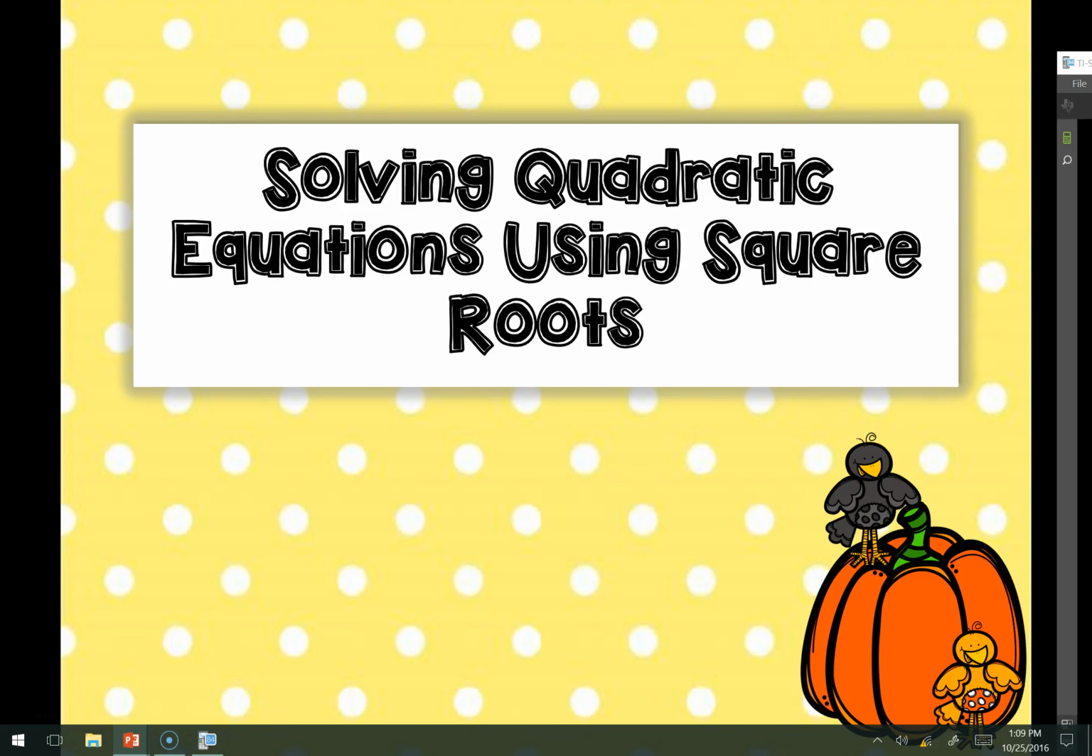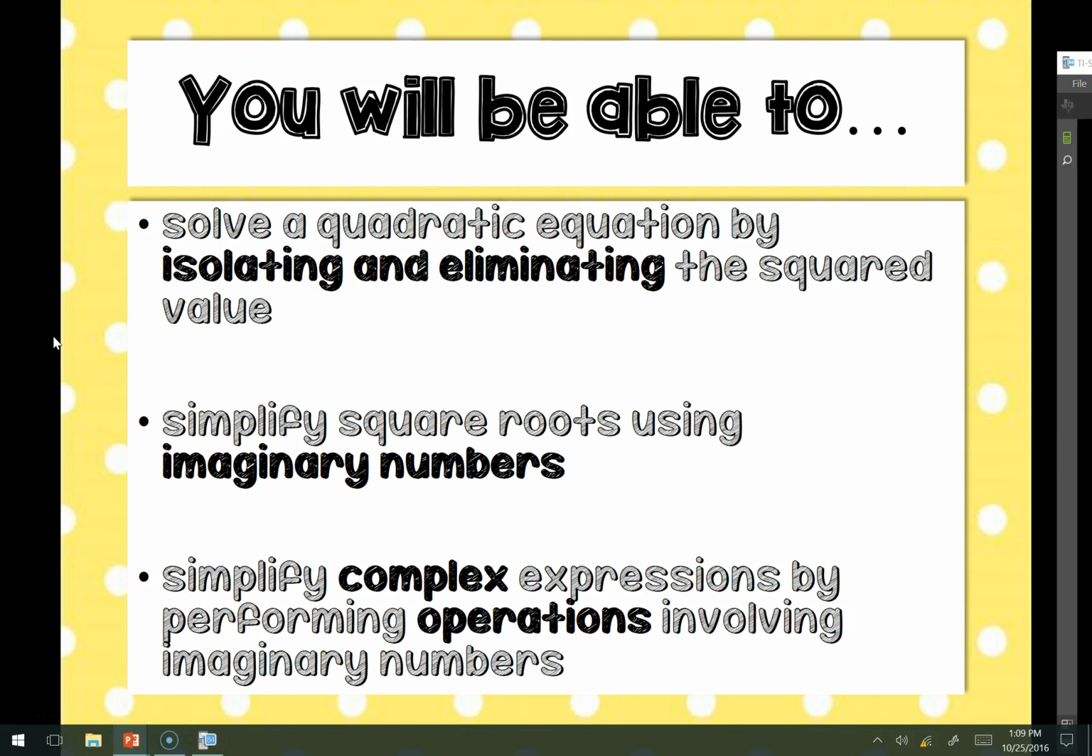In this video, we are going to begin working on solving quadratic equations, and in particular, the method we're going to focus on today is using square roots. So in this video, you're going to learn how to solve a quadratic by isolating and eliminating the squared value, and then we are going to continue to work on simplifying square roots that use imaginary numbers and simplifying those complex expressions where we may have to perform operations with those imaginary numbers.